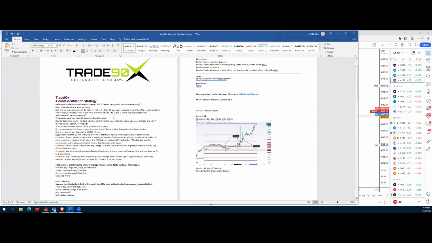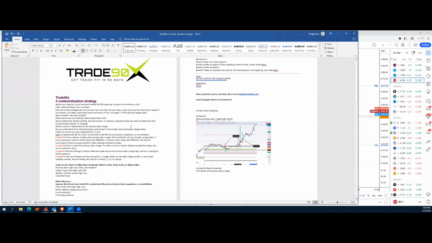Then you have to determine what session you are trading. Are you trading the Asian, London, or New York? Here at Trade90X, we trade the New York session. The New York session usually electronically starts at 8 o'clock. The official US open is 9:30, but typically our sweet spot for our context situation trading is going to be 8 a.m. to 11:30, the European close. Sometimes we will look at the last hour of the market, but typically 8 a.m. to 11:30 is our sweet spot.